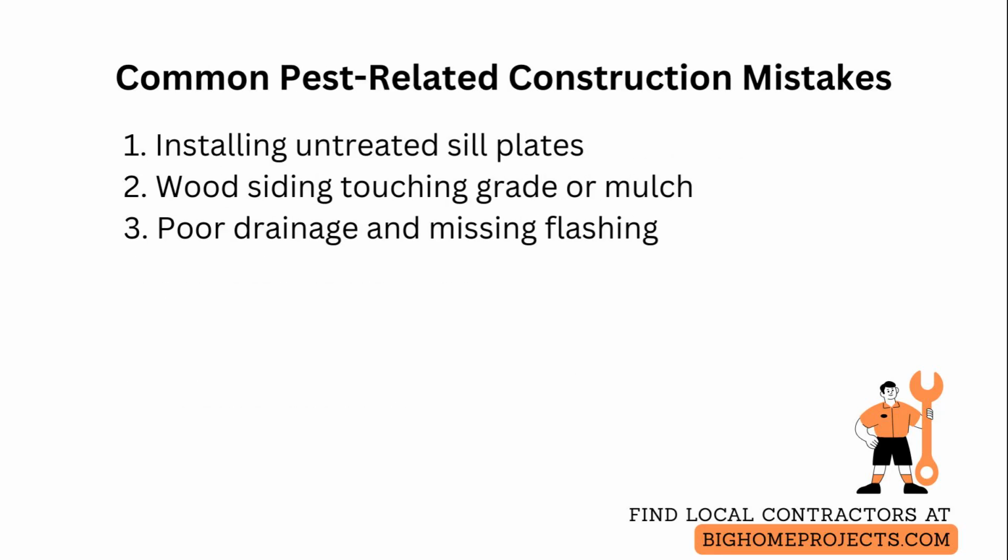Three common mistakes are installing untreated sill plates or leaving joints and cuts unsealed, which creates easy entry points for termites and rot, so always use pressure-treated sill plates and promptly treat or seal any field cuts.